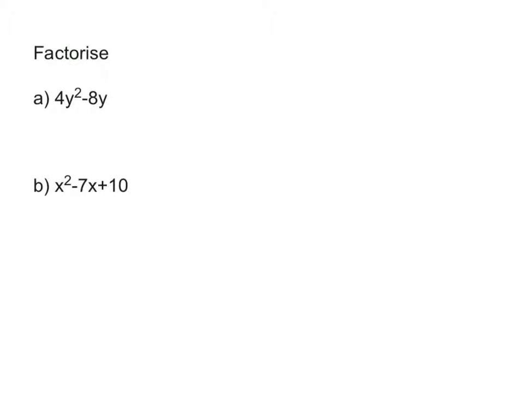Okay, next couple of questions were factorising ones. Here we've got a common factor. So look for common factors first before you start trying to do a bracket, bracket, quadratic, because here we had a common factor of 4y. So 4y times what gives me y? 4y squared, 4y times y, take away 2.